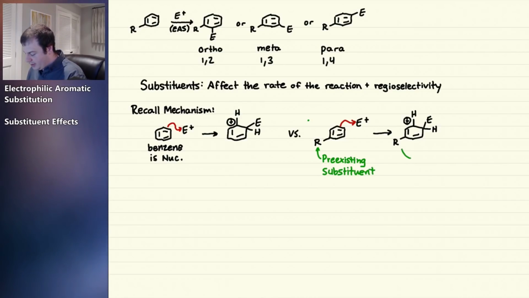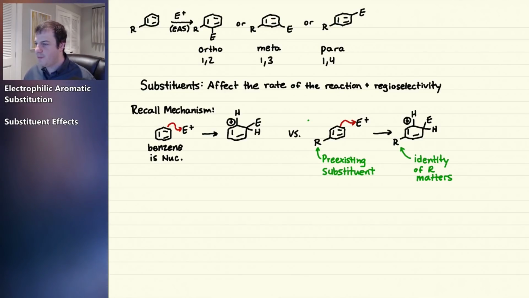And so the identity of R will matter. And that sort of makes intuitive sense. Imagine R was a really strong electron withdrawing group. That would make the carbocation feel even more positive, and that would slow the reaction down and destabilize the carbocation intermediate. However, if the R group was really electron rich, it could help support the formation of the carbocation by making it not feel so alone and giving it some more electron density. That would increase the rate of the reaction.